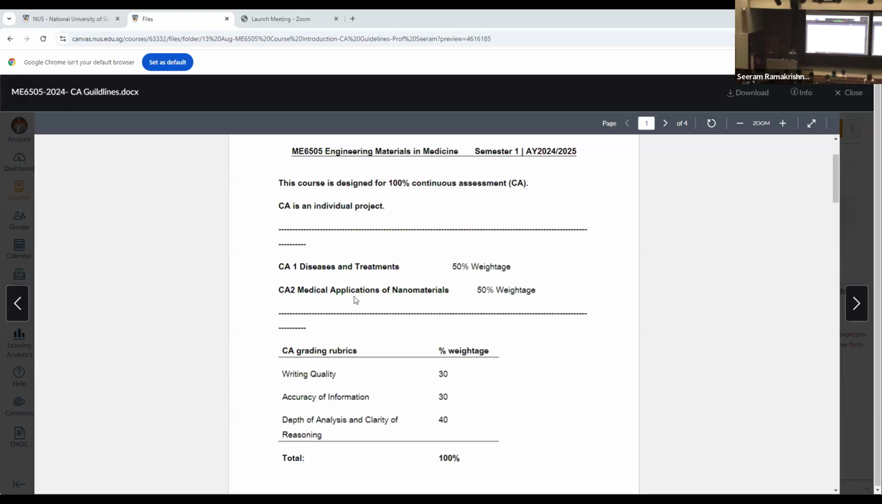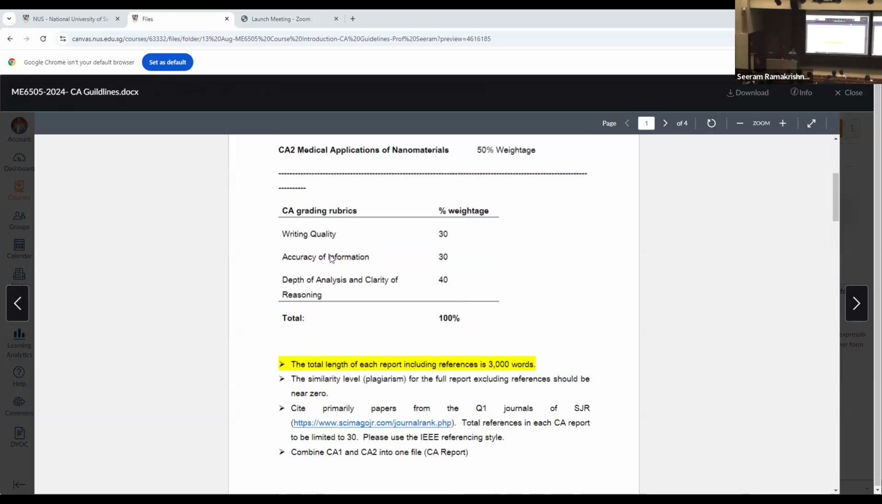CA1 is about diseases and treatments. CA2 is medical applications of nanomaterials. Both have 50 marks each. That's right. So if you choose to submit only one, you're only aiming for 50 marks out of 100. So it's better you do both of them. Otherwise, you straight away lose 50%. Remember that. So it's 50% and 50%.